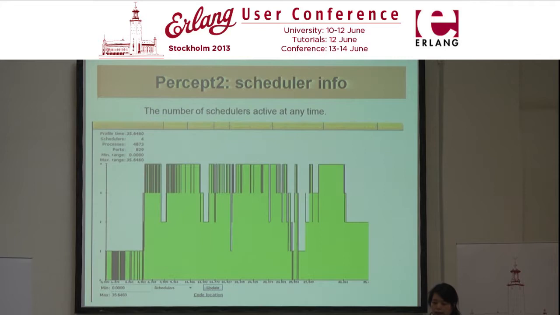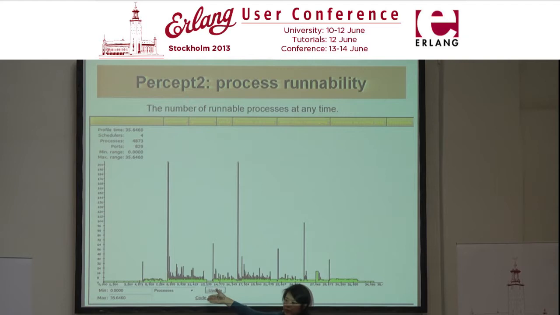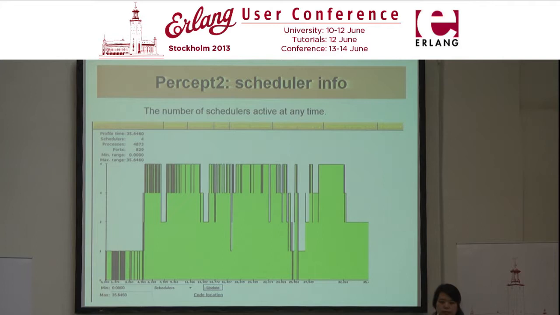Here at the bottom, if you select schedulers, it can show the utilization of schedulers. Because the maximum here is 4, you see at what time the schedulers are fully utilized, and at what time only part of the schedulers are active. So that gives you a sense of when and why I fully use the resources, and when I'm not fully using the resources.